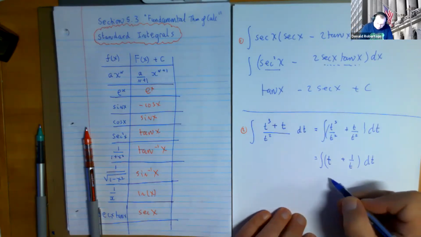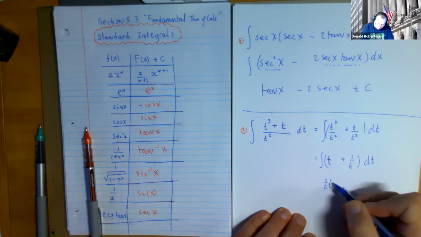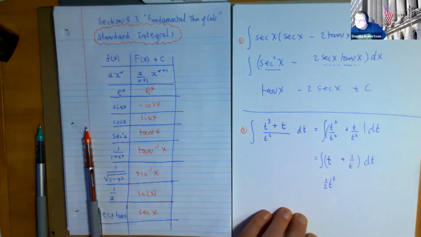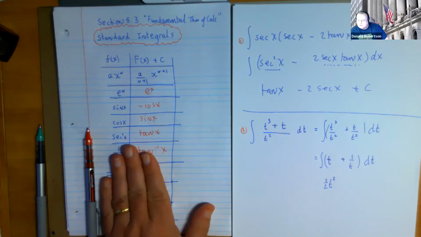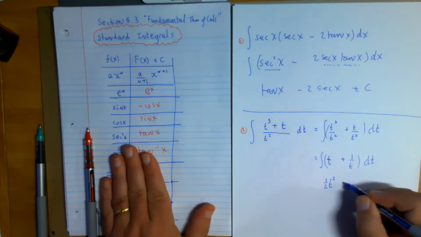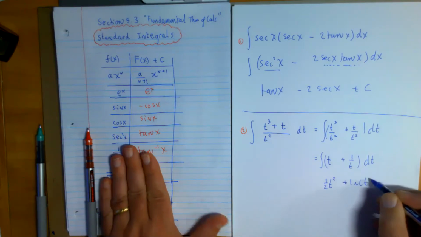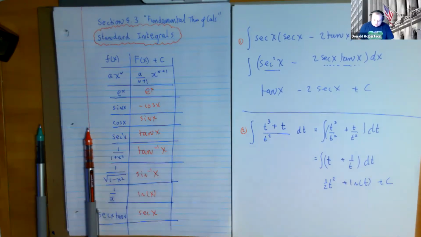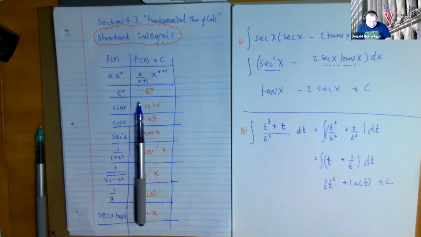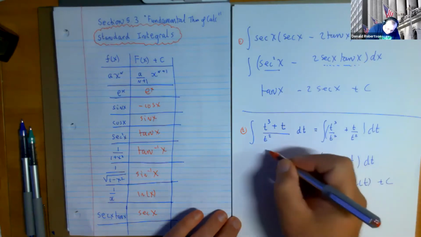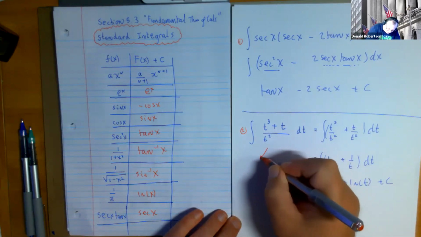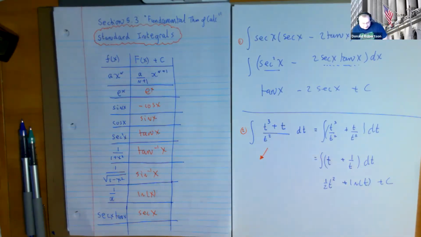Power rule for the first one: add 1 to the power and divide by the new power. But what would 1 over t get you? Oops, hide it. What would 1 over t get you? Natural log of t. And then just stick in a plus C and call it good. And that is perfectly valid, and actually I kind of like that way of doing it. But not all of you might have seen it that way. So let's look at a different pathway.